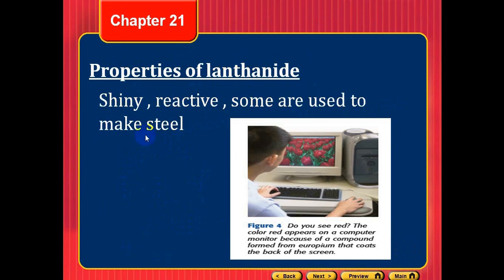Properties of lanthanides: they all are shiny, reactive, and some are used to make steel. We use them in computers to give this red color. This comes from an element called europium that coats the back of the screen.